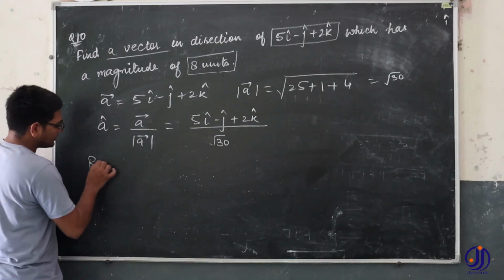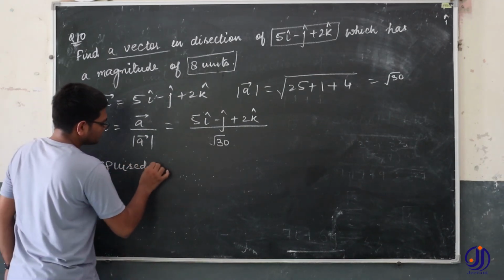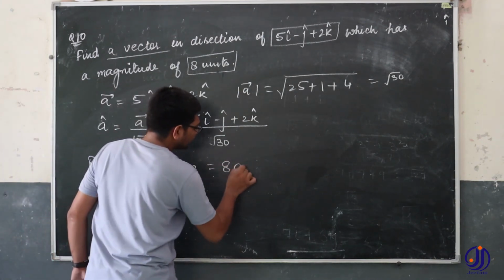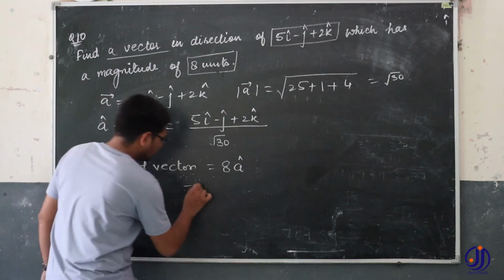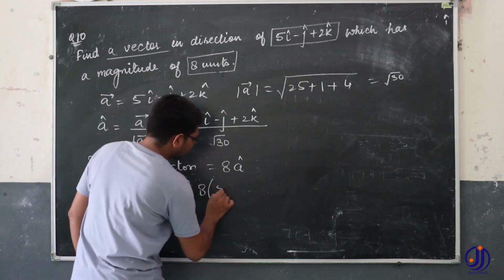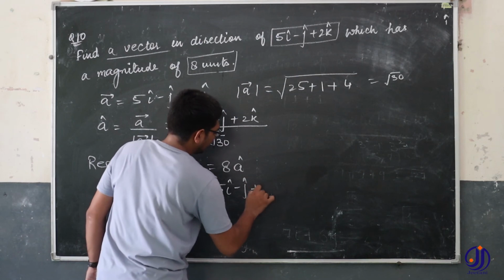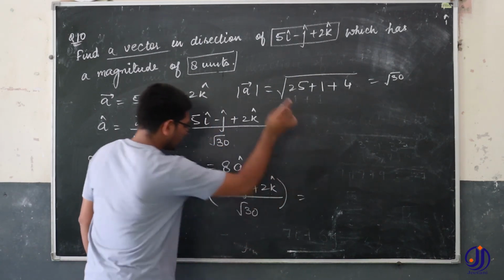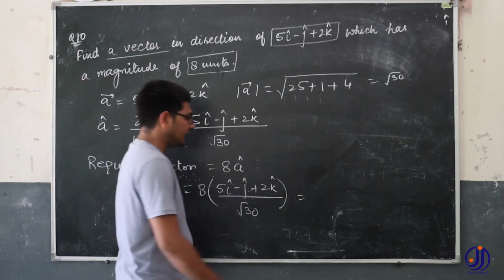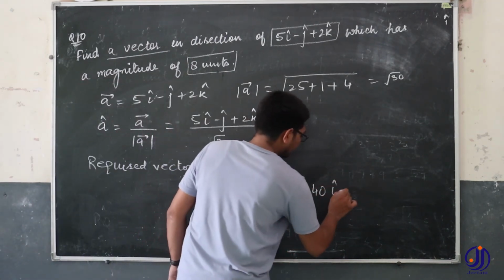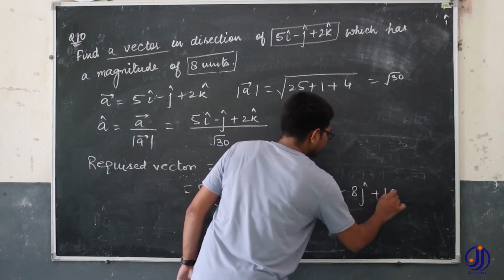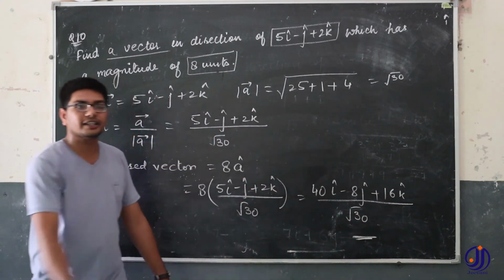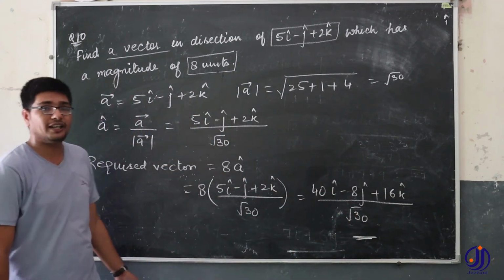The required vector becomes 8 times of A cap. Okay. Now 8 times of A cap is 5i cap minus j cap plus 2k cap by root 30, which equals 8 multiplied by 5i cap is 40i cap minus 8j cap plus 16k cap by root 30. So this is your required vector. So you can see it is a very easy concept.